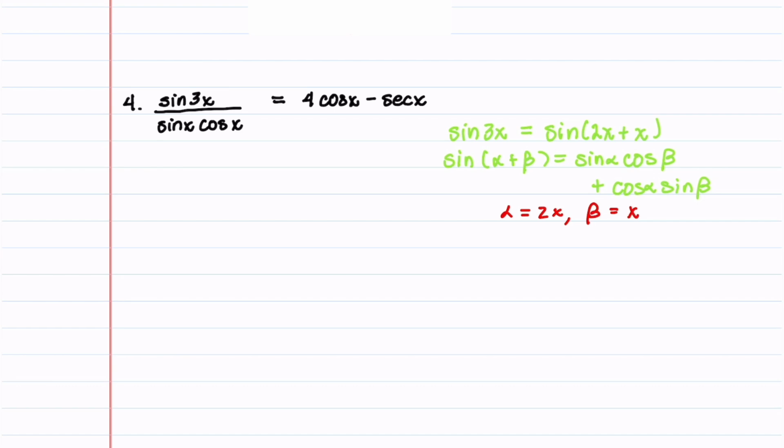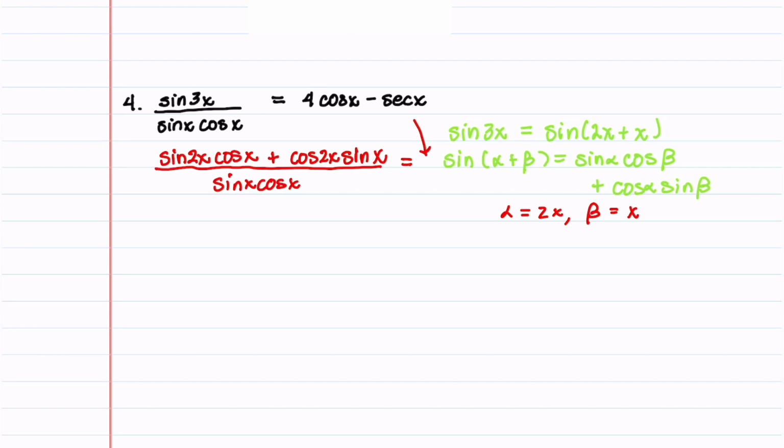Sine 3x is going to be sine of alpha, which is sine 2x, times cosine beta, which is x, plus cosine alpha, so that's cosine 2x, sine beta, which is sine x, all divided by our denominator, sine x cosine x.